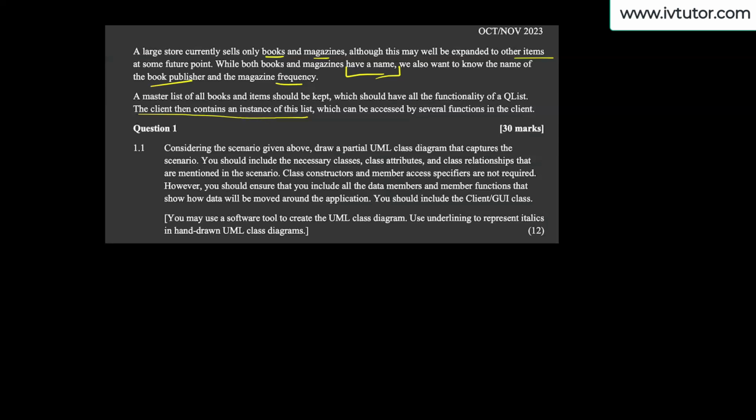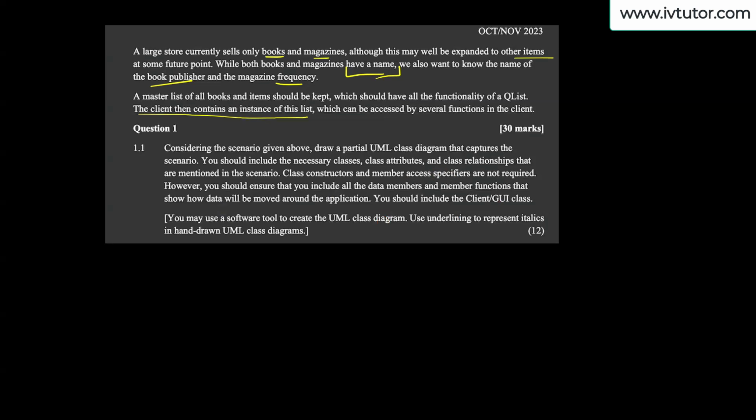The question then says, considering the scenario given above, draw a partial UML class diagram that captures the scenario. You should include the necessary classes, attributes, relationships. In the scenario, class constructors, functions, access specifiers are not required. So you see, this is where they don't need your constructors or member access specifiers. Just your attributes, just list them. However, you should ensure that you include all the data members and member functions that show how data will be moved around the application. You should include the client or the GUI class, right?